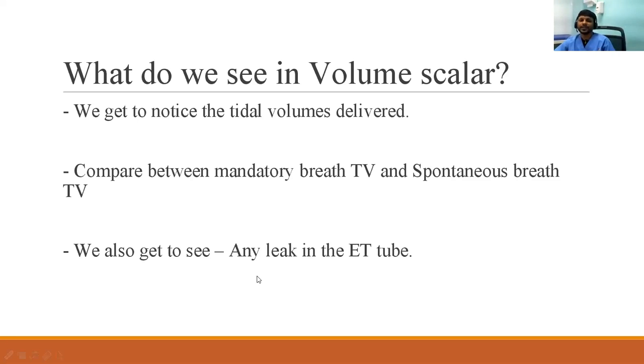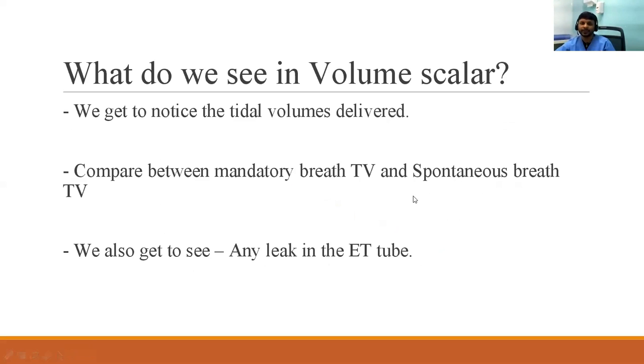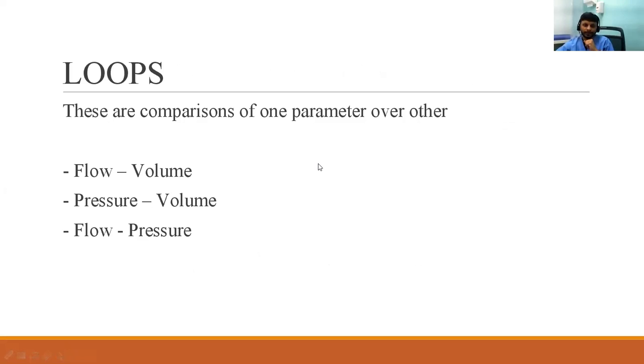We also get to see any leak in the ET tube. Like I said, if the expiratory limb is not returning to the baseline, then whatever gap is there, that gap is the leak that we noticed. This is what I'm talking about: you have a mandatory breath, an assisted breath, and a spontaneous breath. This spontaneous breath tidal volume will give us a clue how much the baby is able to generate. And they say if it is at least 50%, that is quite useful in terms of extubation readiness of the baby.